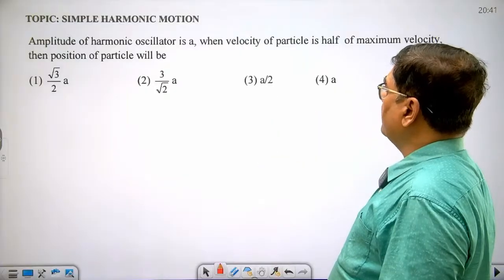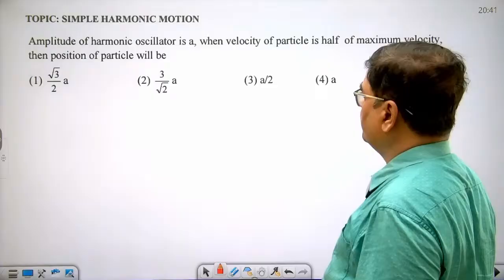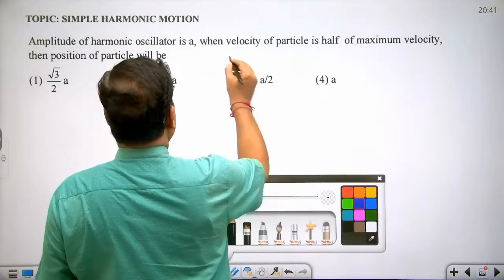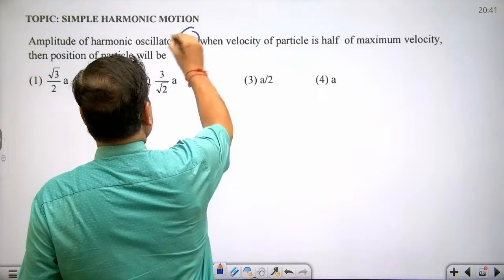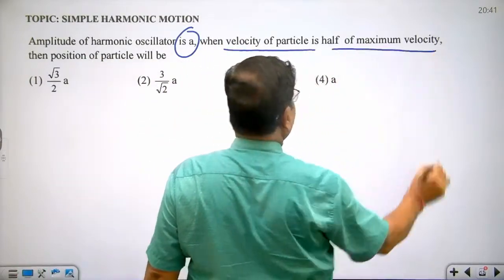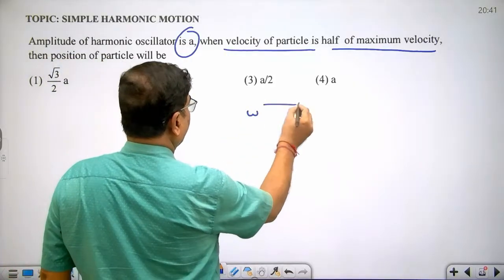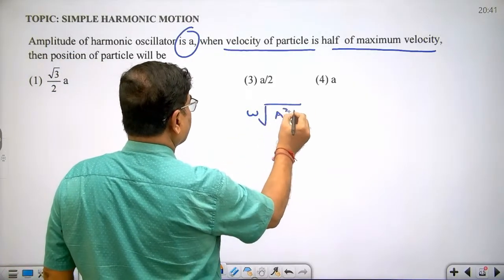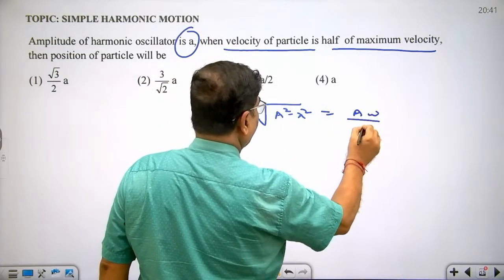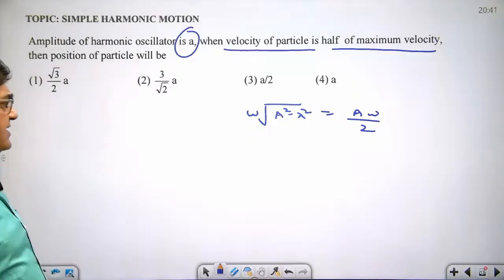Amplitude of a harmonic oscillator is A. When the velocity of the particle is half of the maximum velocity, then the position of the particle will be? Dear student, the question is very simple if you know the formula. Here amplitude is given, A, and the velocity of the particle is half of the maximum velocity. Velocity of the particle can be written as omega root A square minus x square. And what is maximum velocity? This is A omega.